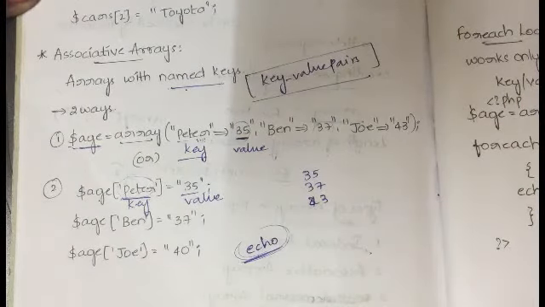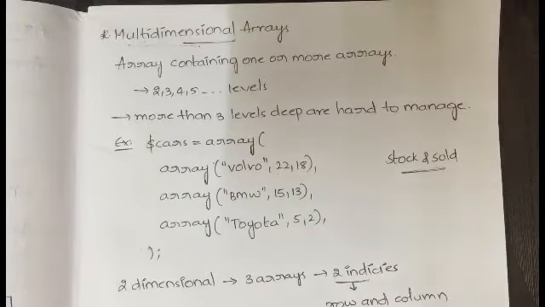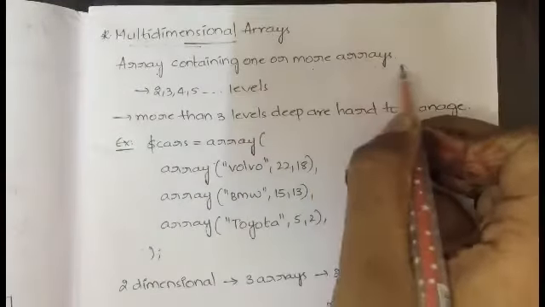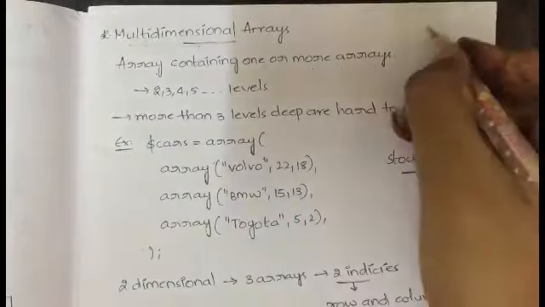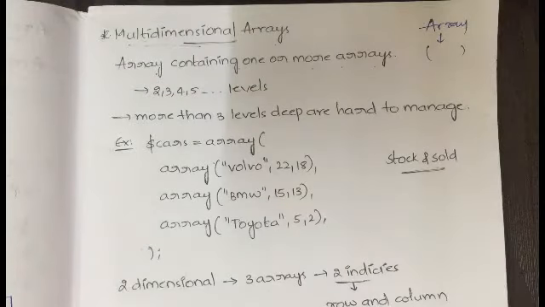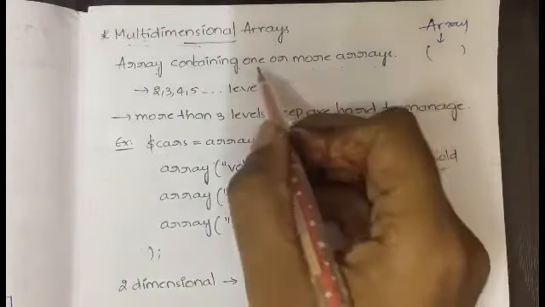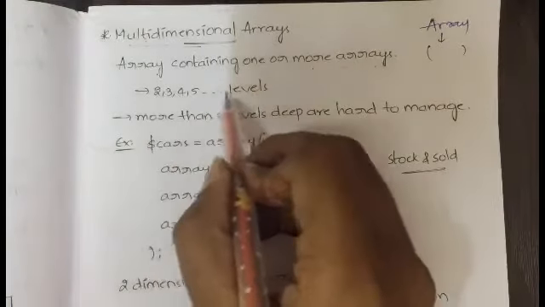The word multi-dimensional itself says that there is more than one direction, right? So it is an array containing one or more arrays. You will be having an array, and inside that you will again have some more arrays. Till now, whatever we have learned, indexed arrays or associative arrays, are single, one-dimensional arrays. Here we will learn about multi-dimensional arrays, and I will also explain in which situations you may need these multi-dimensional arrays.